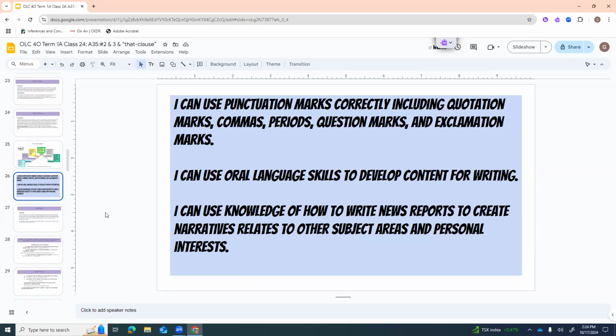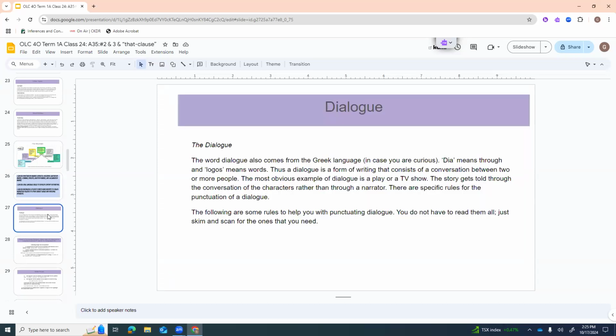I can use punctuation marks correctly, including quotation marks, commas, periods, question marks, and exclamation marks. I can use my oral language skills to develop content for writing, and I can use knowledge of how to write news reports to create narratives that relate to other subject areas and personal interests. Okay. We talked about that already.